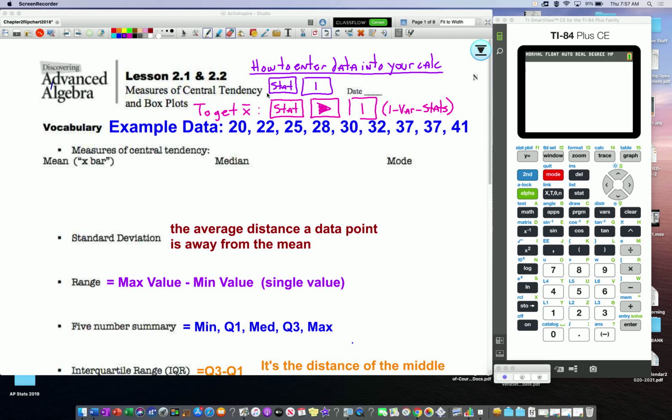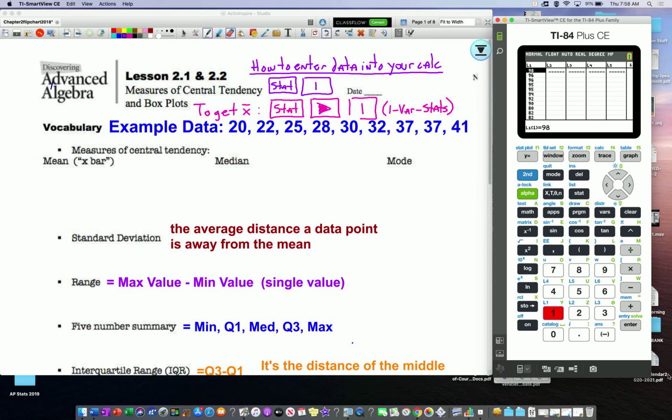You'll hit the key called stat and the number 1. Right in the middle of your calculator, you can see I'm circling it here. I'm going to hit the stat key, and then I hit number 1, or I can just hit enter because I'm going to edit. Now you can see I actually have some data in my calculator, and I'm going to want to get rid of it.